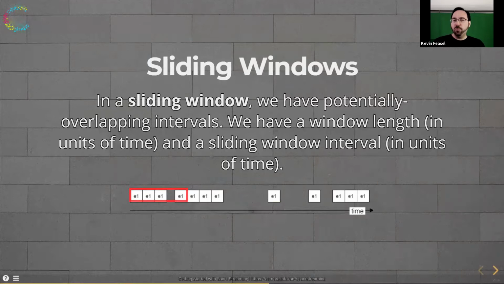The tumbling window has one parameter. They both have the same parameter of window size, and that is the size of the box here, the red box or the blue box. A sliding window has a sliding window interval. So here, let's say that my box size is 30. My sliding interval might be 20.